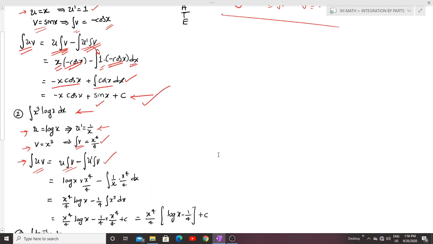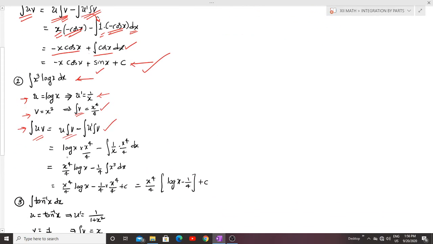Then I can write this as log x into x power 4 by 4, because the integration of v is x power 4 by 4, minus integration of 1 by x into x power 4 by 4 into dx. Then x power 4 will get cancelled and x cube will be there. So 1 by 4 is out. Integration of x cube is x power 4 by 4 plus c. So finally, taking x power 4 by 4 as common, we got x power 4 by 4 into log x minus 1 by 4, plus c.